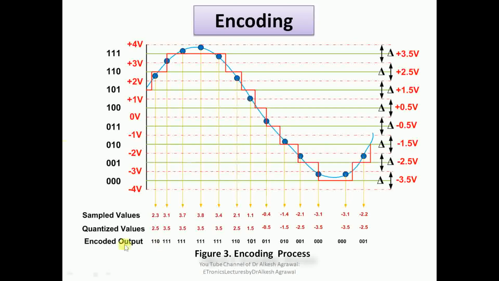So here we have to see that first we have sampled values through the sampling process, then we have quantized values through the quantization process, and then we have the encoded output as a result of encoding the signal, and finally what is transmitted is electrical pulses corresponding to this encoded output. So this whole process together is known as the pulse code modulation process.